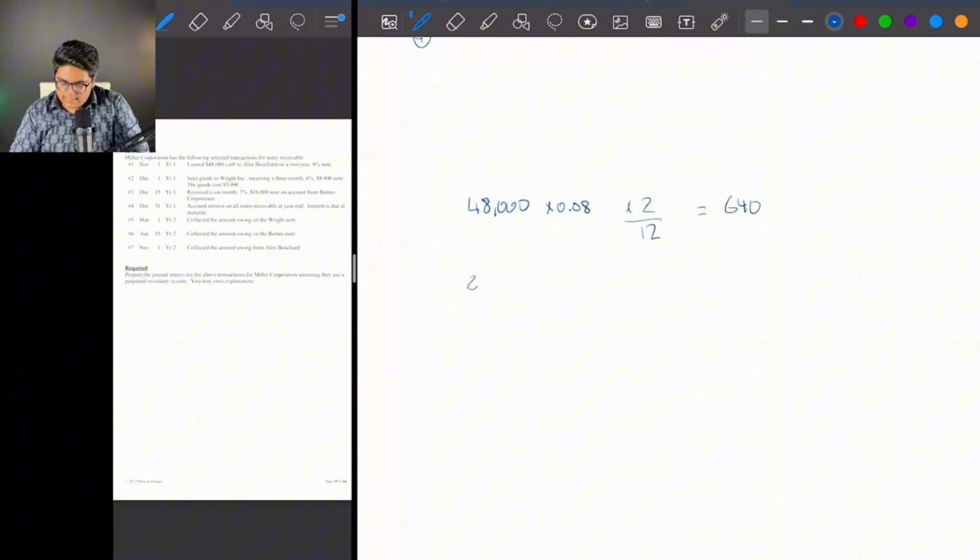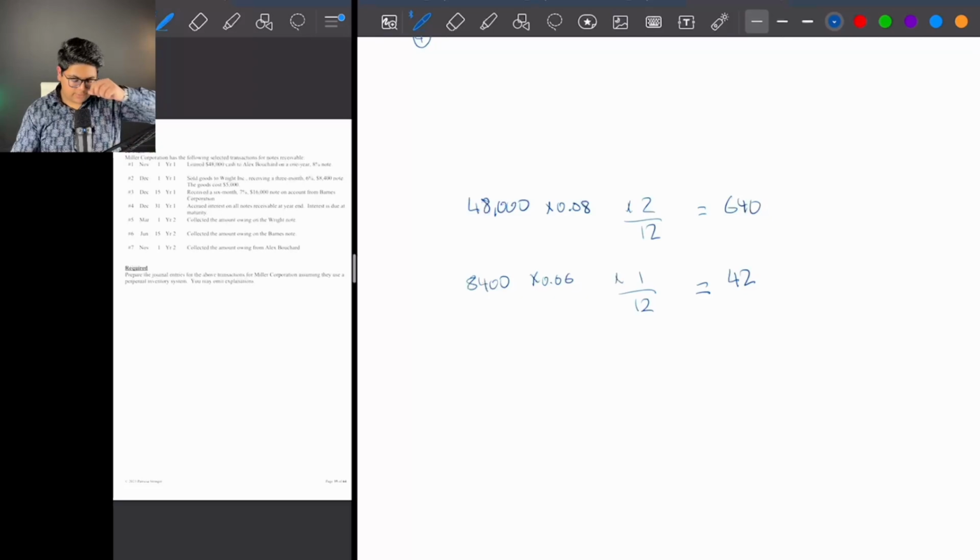Next up, we have that $8,400 note, and this was at 6% interest, times 0.06, and we gave this on December 1st, so it's only been 1 month. So we're collecting 1 month's interest out of the 12 months in a year. When you do the math, this comes out to about $42.